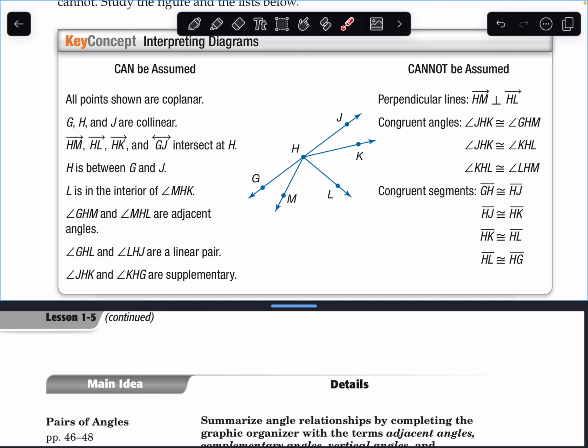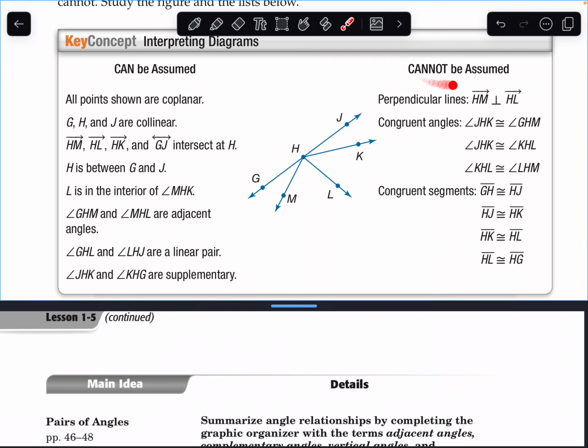Angle GHL and angle LHJ are a linear pair, so definitely straight line. GHL, this one, and LHJ, yes. JHK, this one, and KHG are supplementary because they would also be a linear pair, so they're supplementary. Okay, all of that, yes, assume, good stuff.